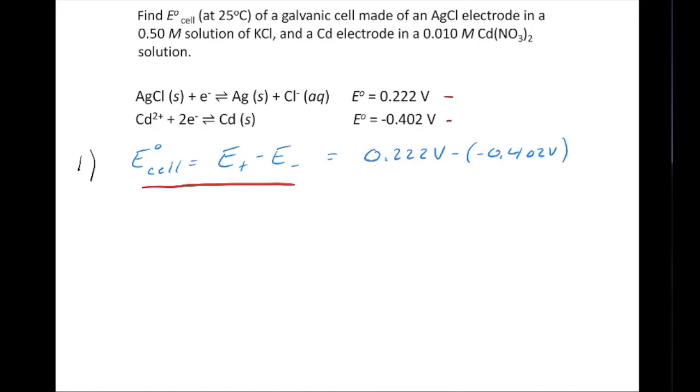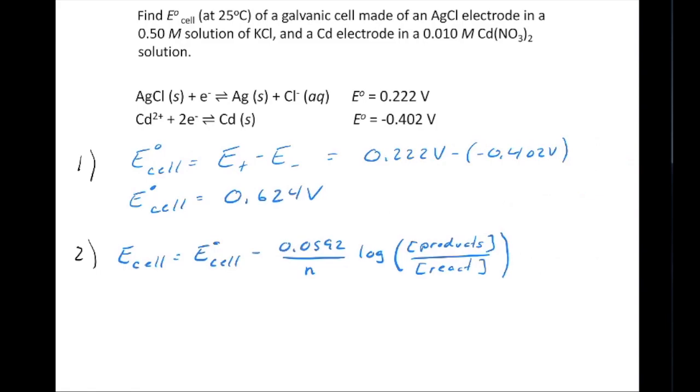So in this case, the one on top is going to be the cathode, and the one on the bottom is going to be the anode. So now if we simply write out our equation, we're going to have 0.22 volts as our cathode minus negative 0.402 volts as the anode. And if we complete the math, we get 0.624 volts.